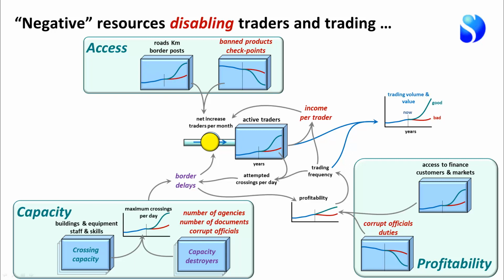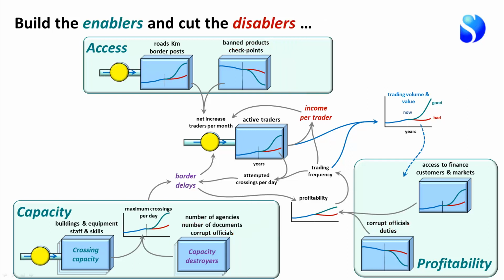So for access, capacity and profitability, we have enablers and disablers, the disablers being the items with red labels there. So what we want to do then is both build the enablers and cut the disablers. So we're adding to the kilometres of roads and border posts, the number of buildings, staff and skills, and the access to finance and customers. And we want to cut the disablers by removing the banned products, removing the internal checkpoints, reducing the numbers of agencies, documents, and corrupt officials, and improving profitability by cutting back on corruption and reducing duties and tariffs.